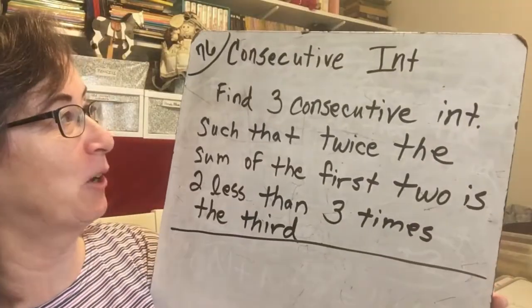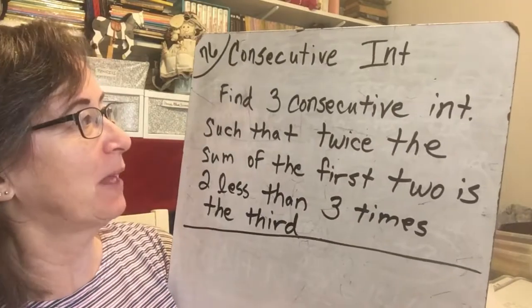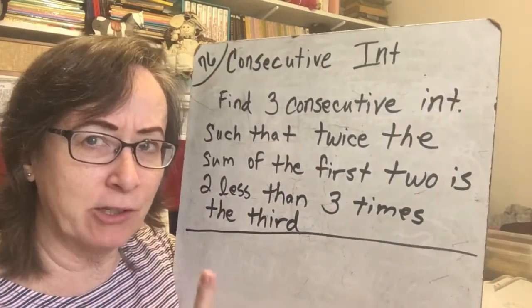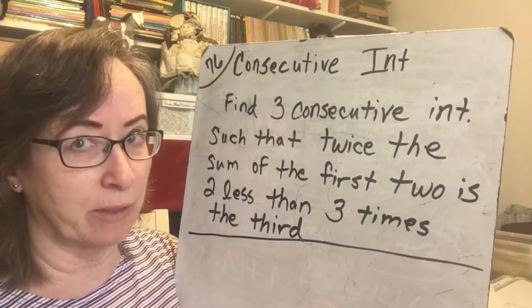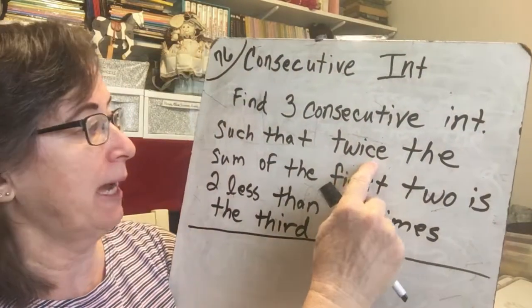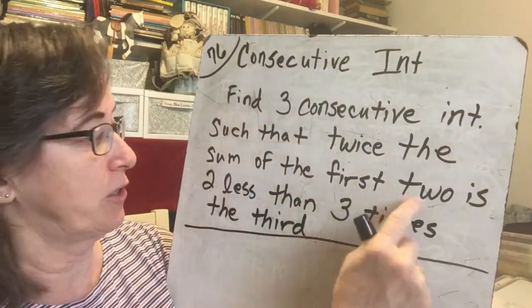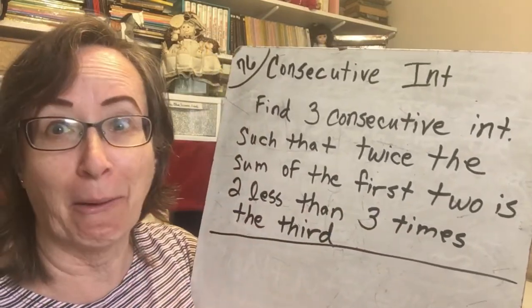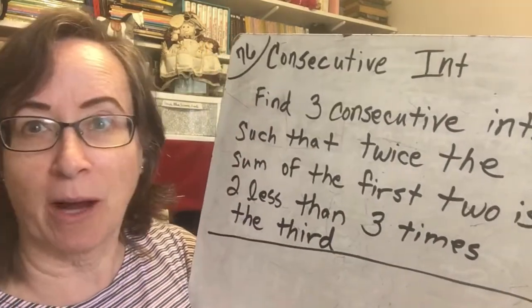Okay, so here we have the next example. Find 3 consecutive integers. Now remember, let's recall that integers are positive and negative whole numbers. Okay, 3 consecutive integers such that twice the sum of the first 2 is 2 less than 3 times the third. Oh my goodness, that's kind of complicated.